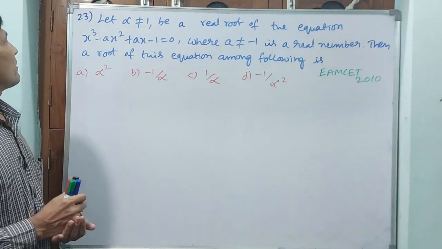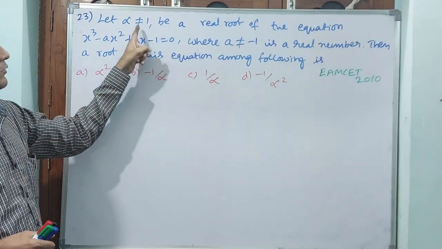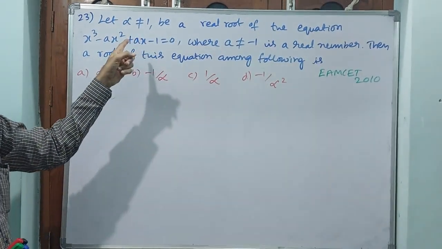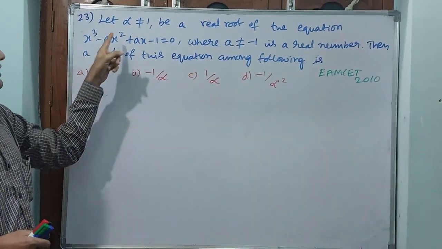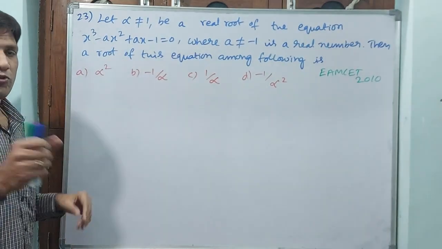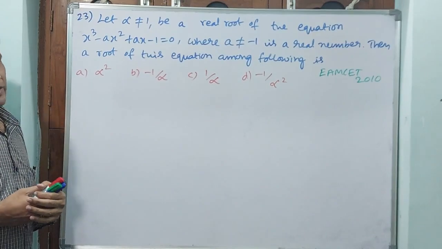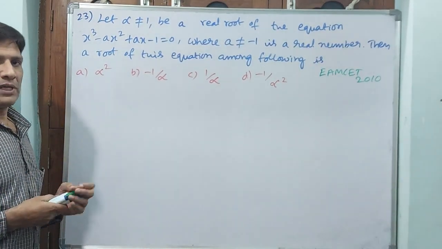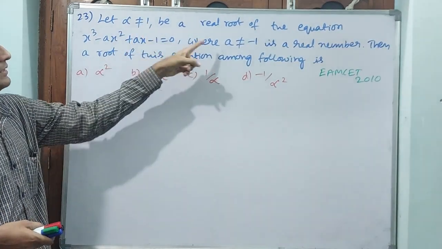Okay, see question number 23. Let alpha not equal to 1, observe carefully, be a real root of the equation. Alpha is one real root. Normally for a cubic equation 3 roots will come, but there is no guarantee that all 3 roots are real roots. Some may be complex roots also. But here alpha is a real root, not equal to 1.